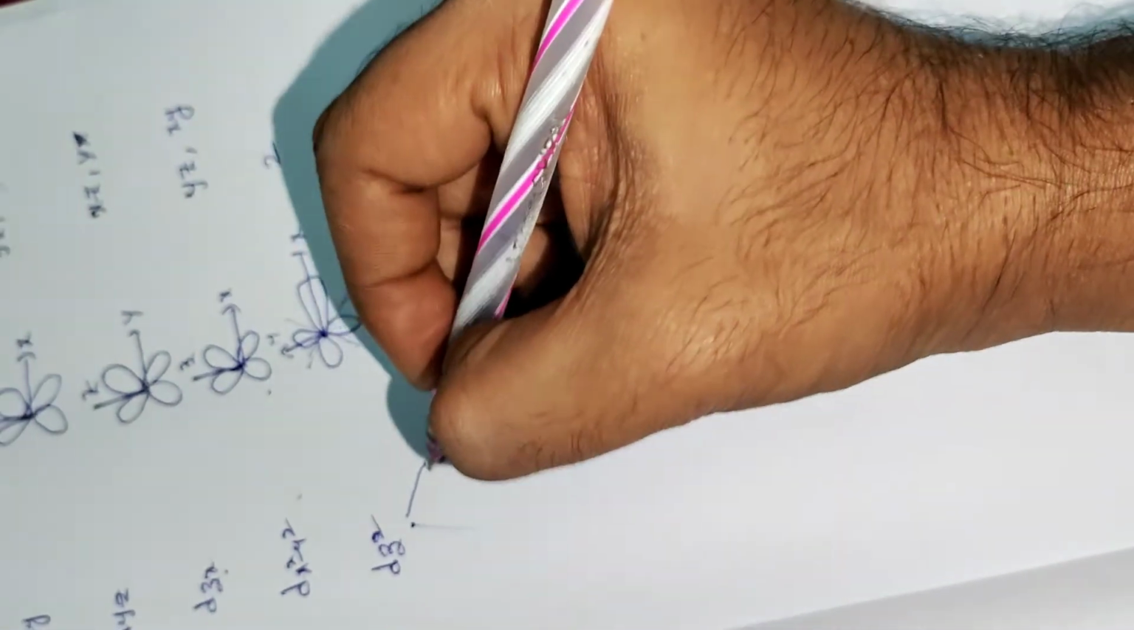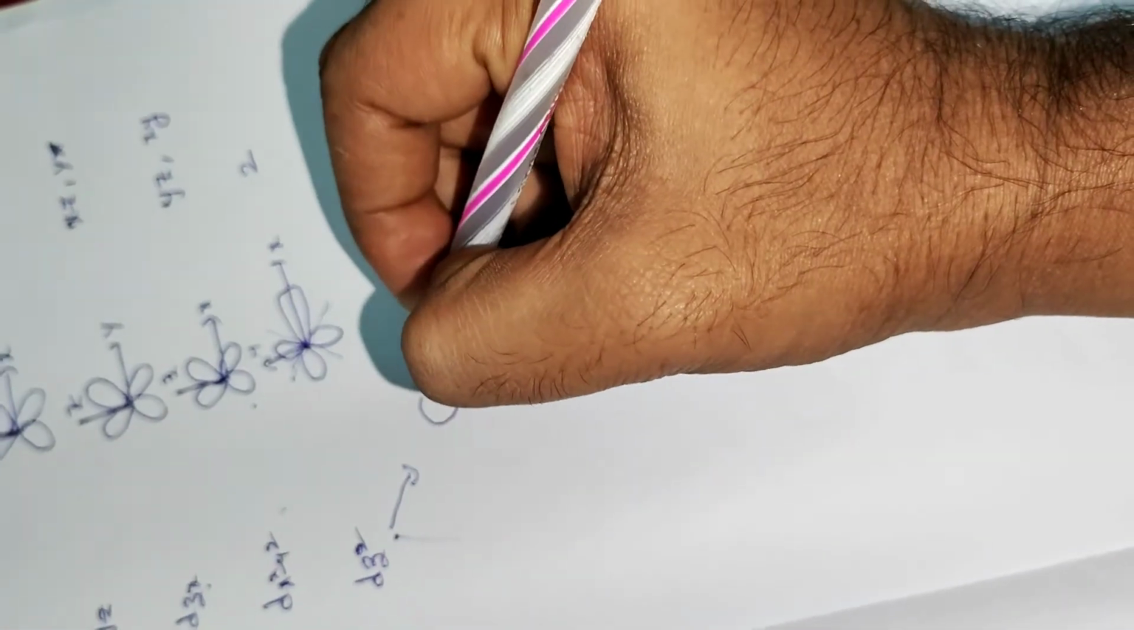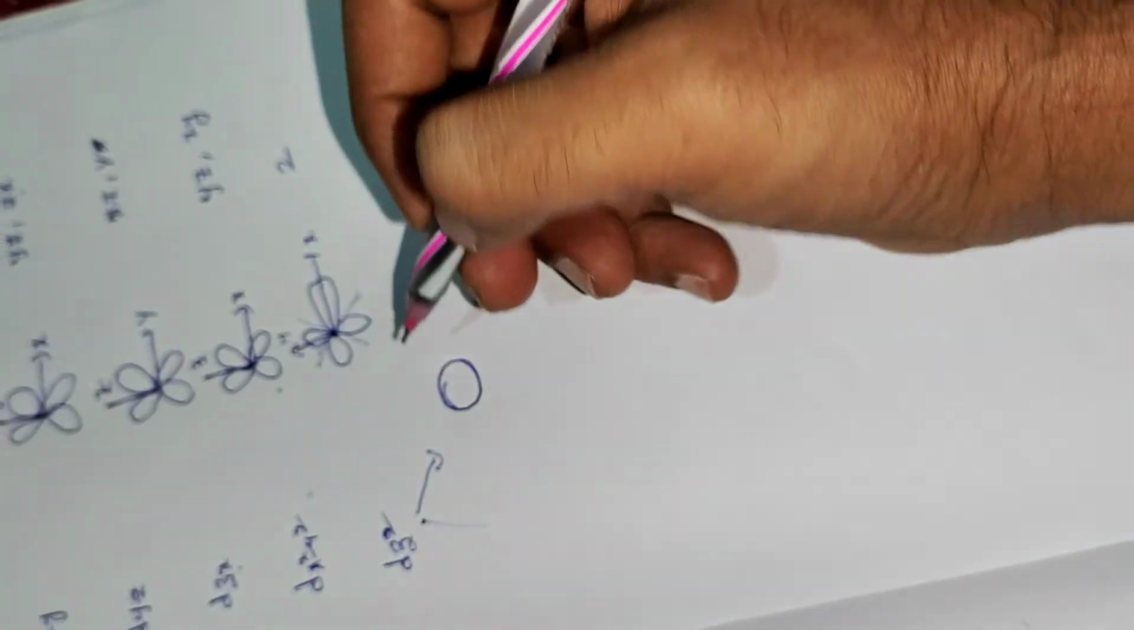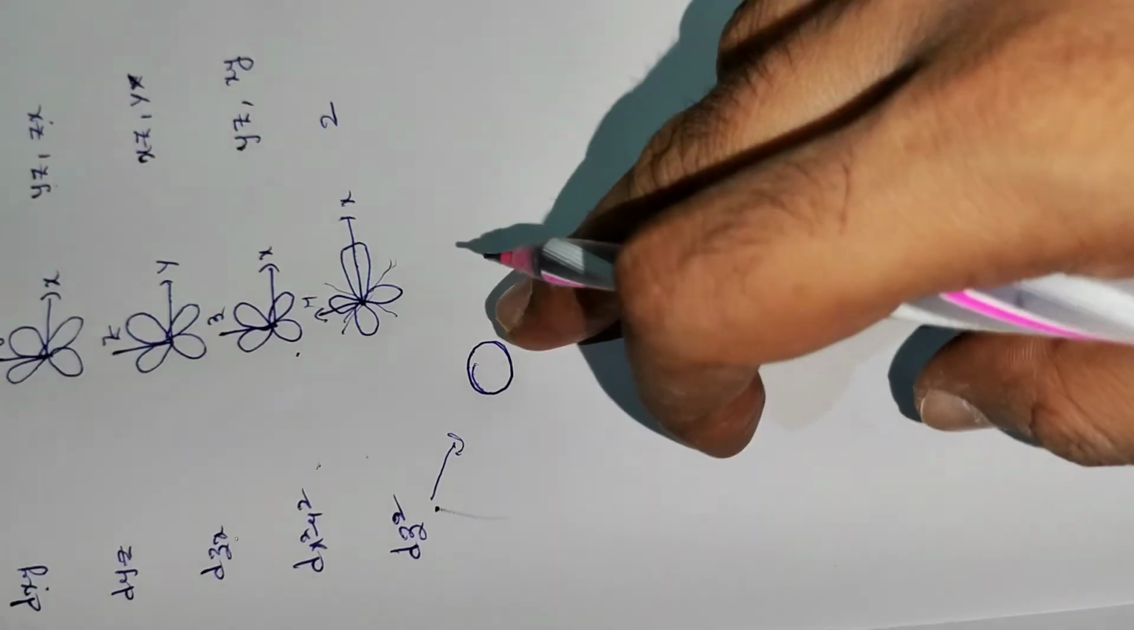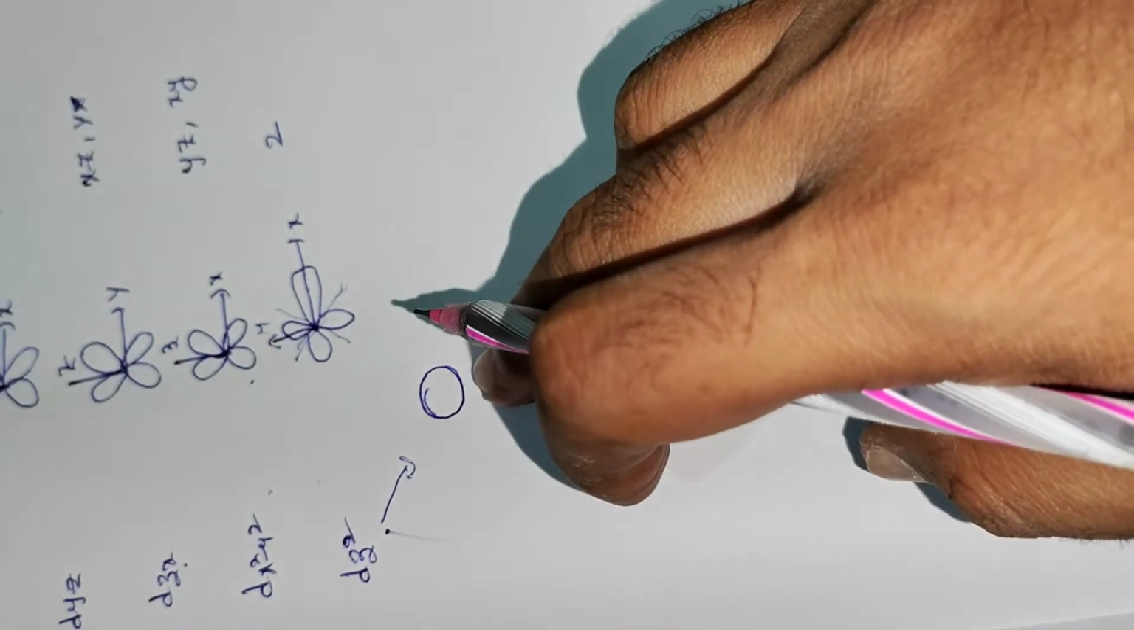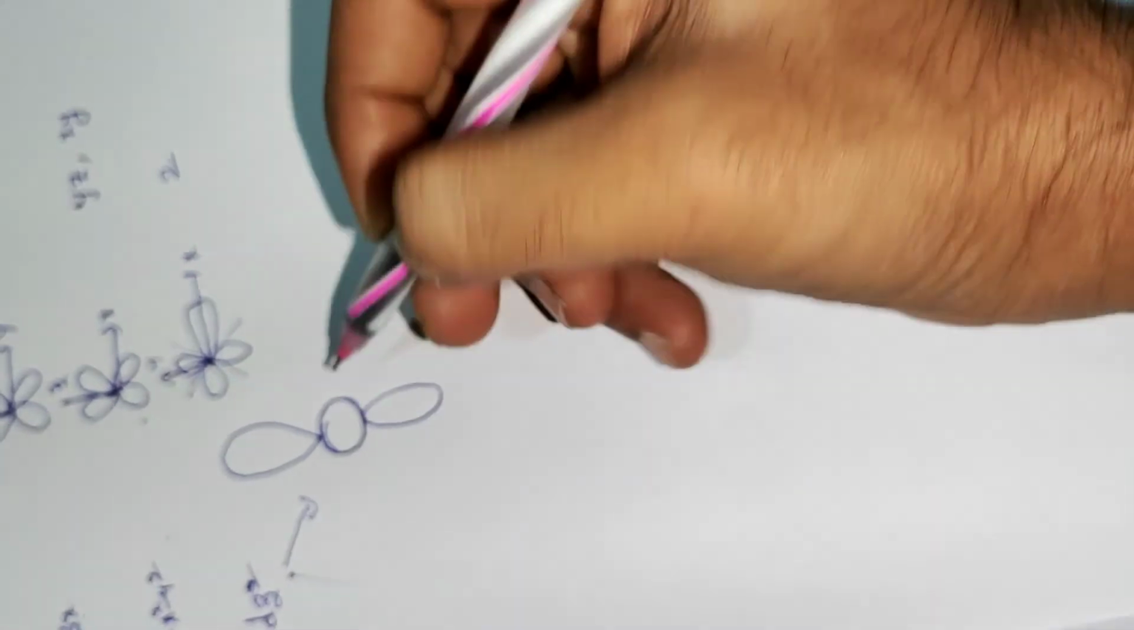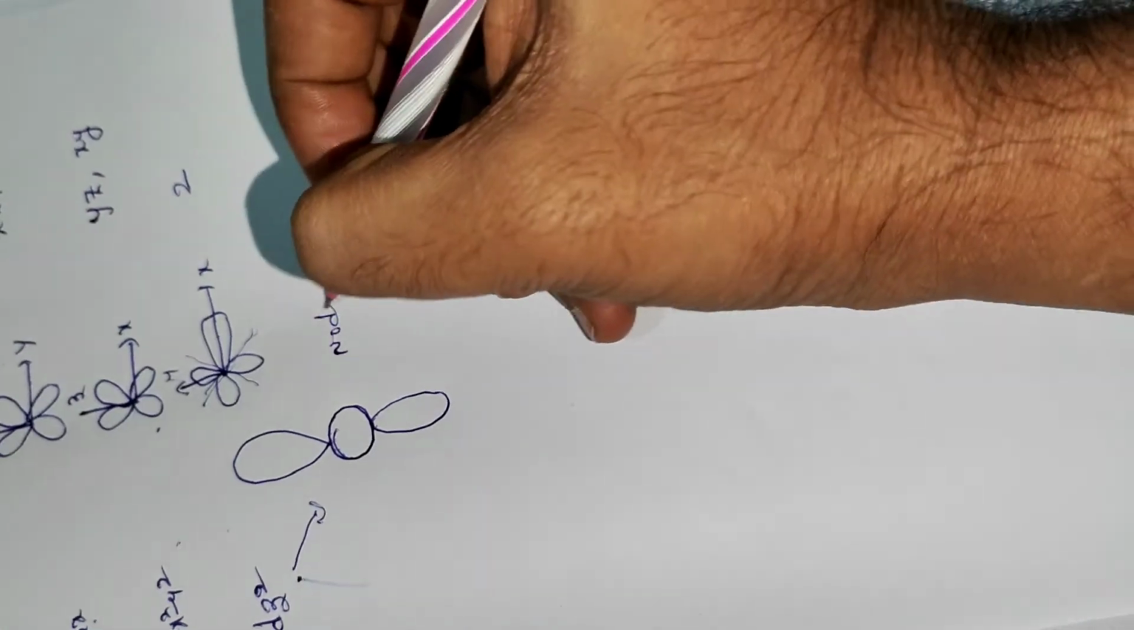dz square is the baby suit. Actually, the d orbital has 4 lobes. 2 lobes are converted into one ring. The remaining 2 lobes are like this. This is called the baby suit structure, dz square. Here nodal planes is 0.